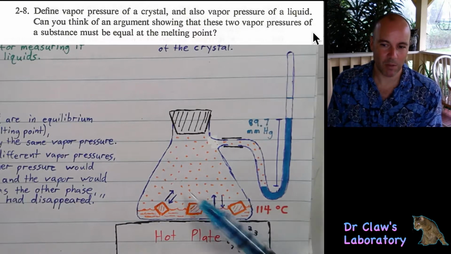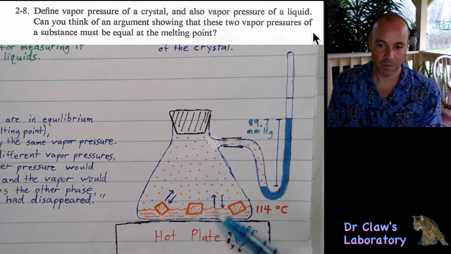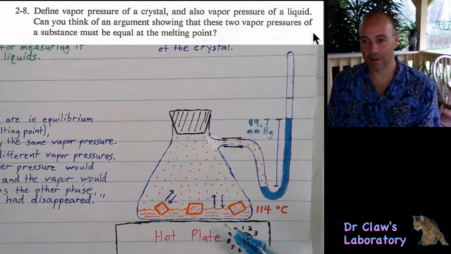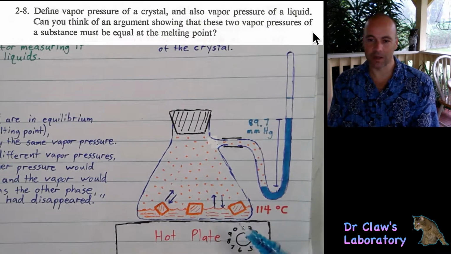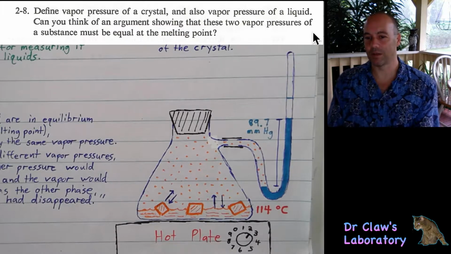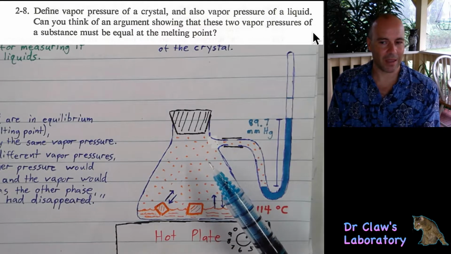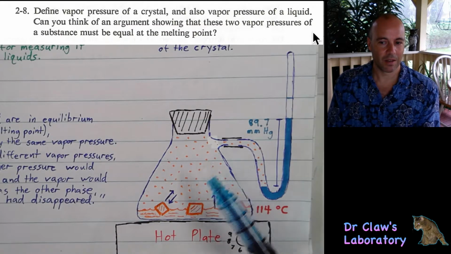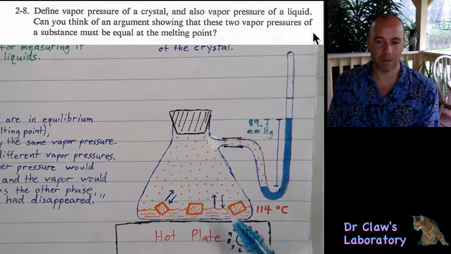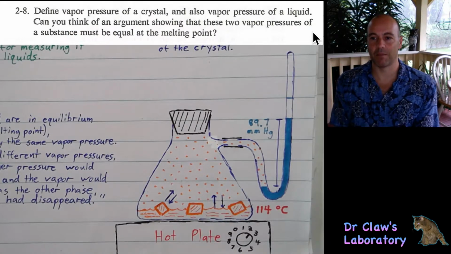And since it's in equilibrium, if this one is continuing to produce vapor, this one is continuing to suck it up. And so the solid would disappear and the liquid would gain in mass. Okay, they have to be equal. In order for the solid to be in equilibrium with the liquid, if they're both also in equilibrium with the gas, well, that's how it has to be. For them to be in equilibrium with each other, and they're both in equilibrium with the gas, then they both have to have the same vapor pressure.